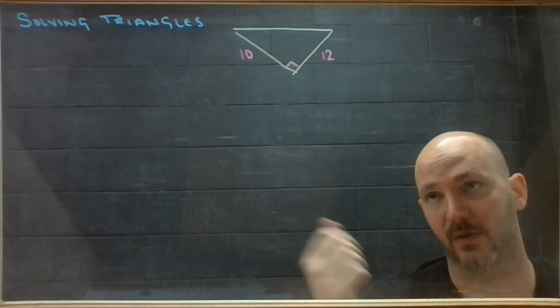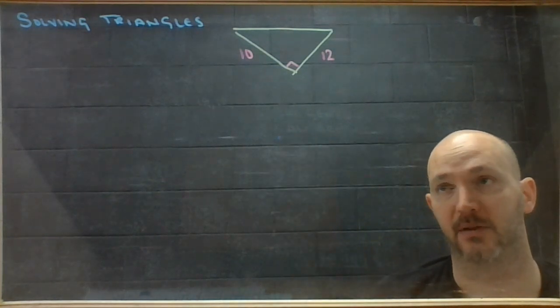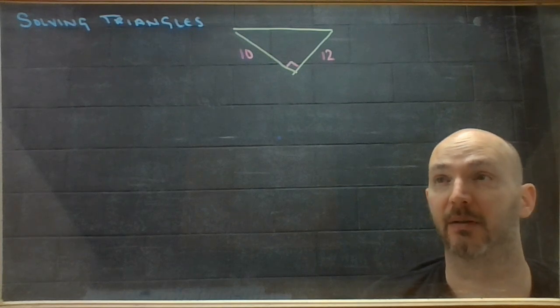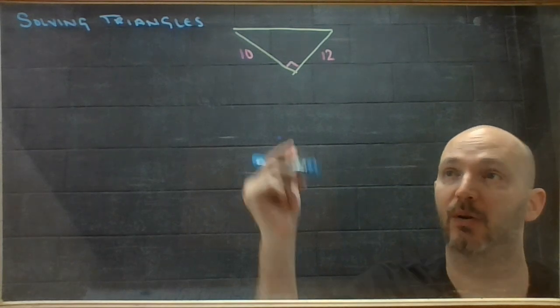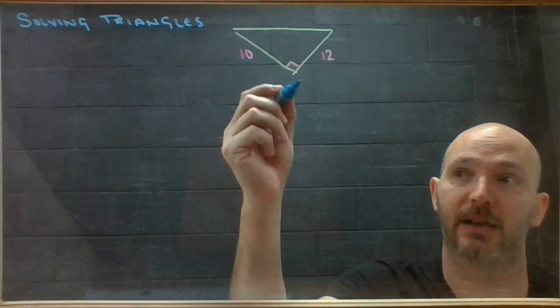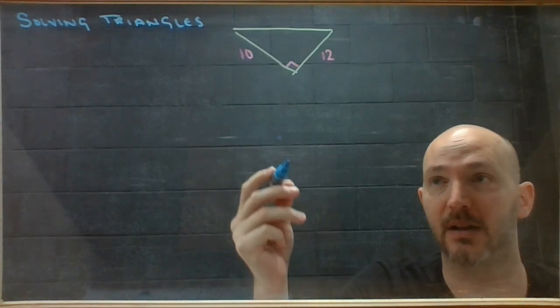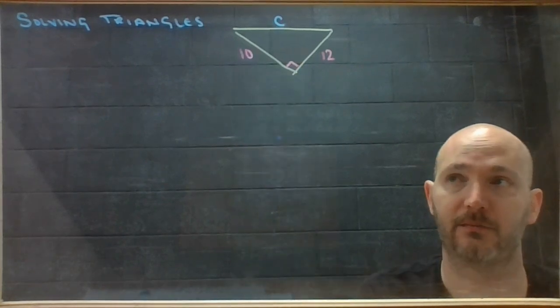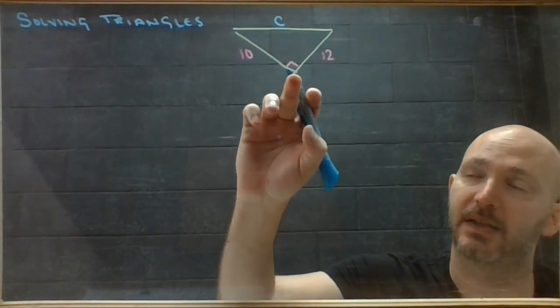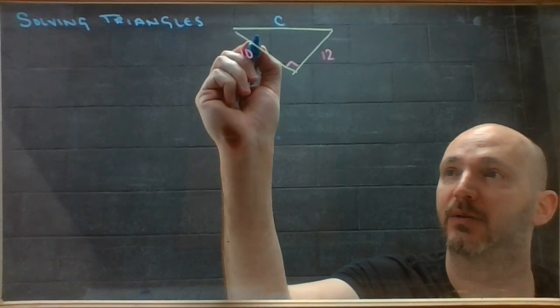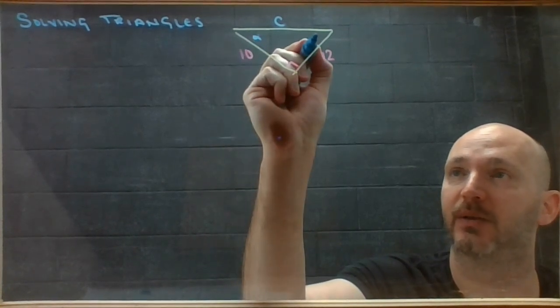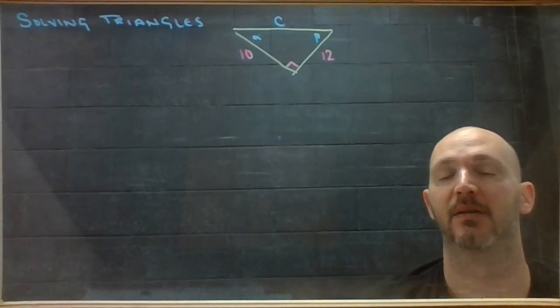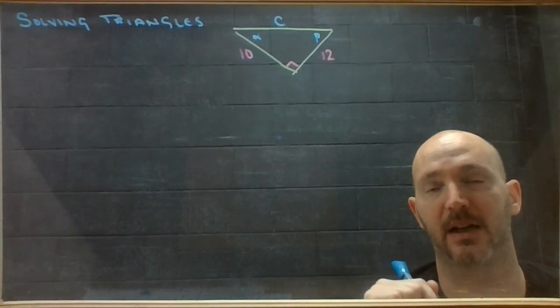So this triangle up here, I'm going to just see what I have to figure out. I don't know this length. I can see it's across from the 90 degrees, so that's the hypotenuse. I'll label it C. I know this angle is 90 degrees, but I don't know this one, and I don't know this one. So I have three things I have to calculate here.